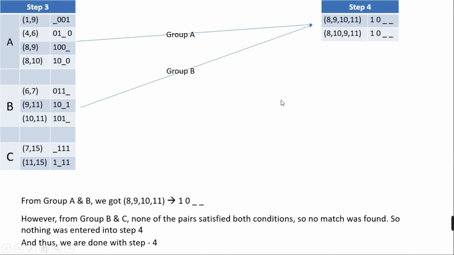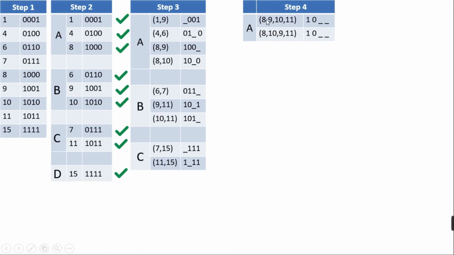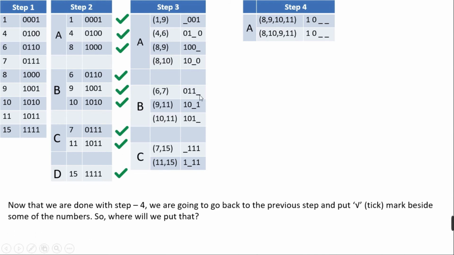Okay, so let's move on to our next step. So this is what our math looks like right now. If you can remember, we put some tick marks beside step 2 when we were done with step 3. So now that we're done with step 4, what should we do? We should definitely put some tick marks beside some of the numbers of step 3. So how are we going to put those tick marks, and where will we put them? So let's check.